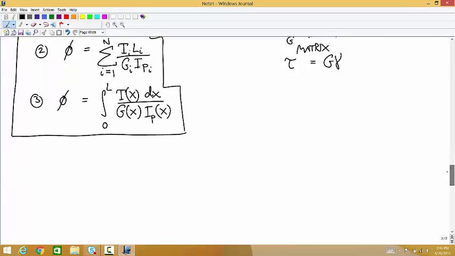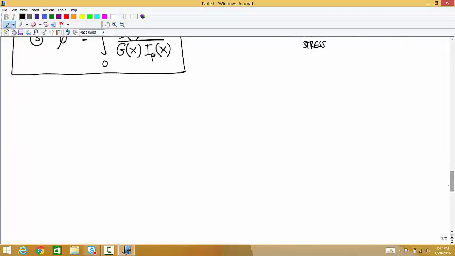So this is a shear stress. And this is a shear strain. So G is the constant of proportionality between a shear stress and a shear strain. That's why it's a term in the stiffness matrix, and the reciprocal is in the compliance matrix. Okay.